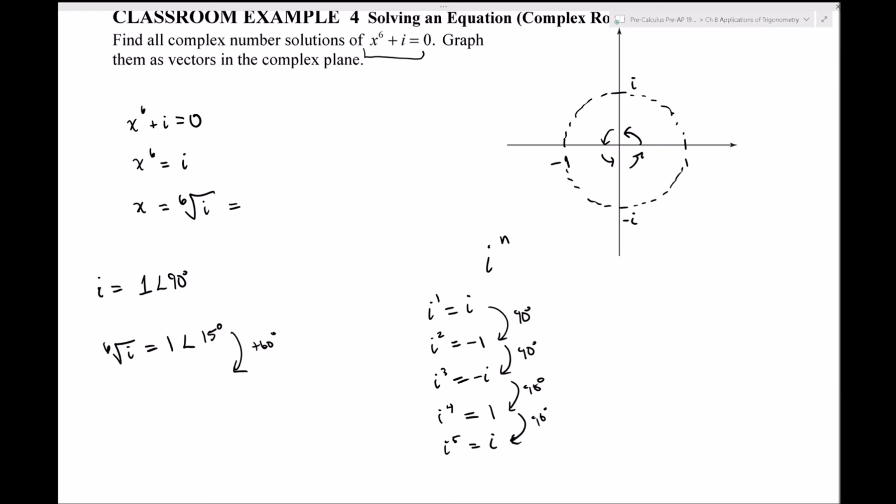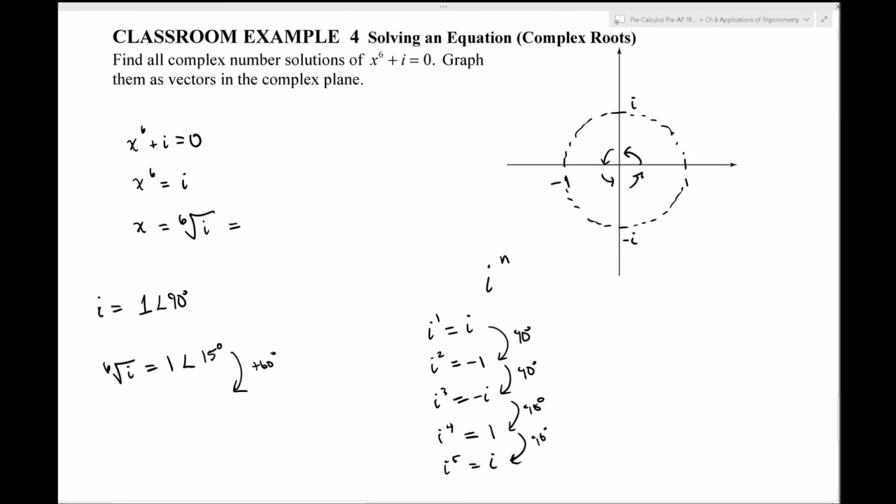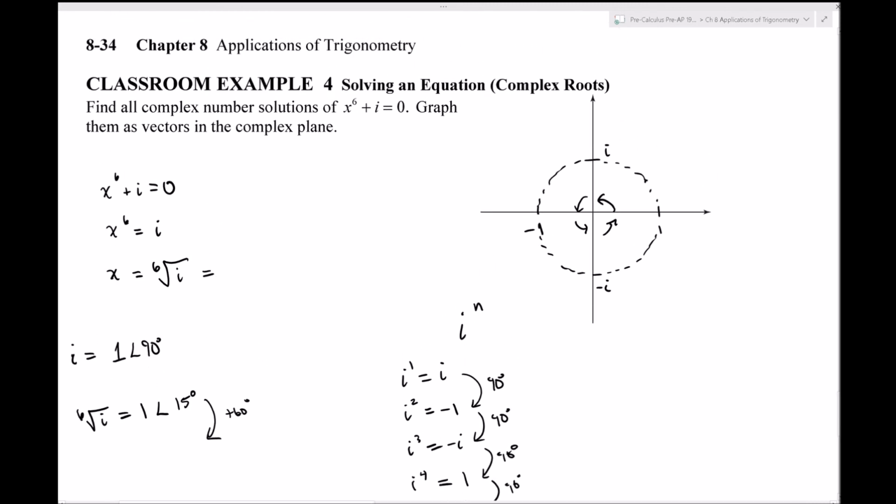I won't finish that, so I'm going to stop there, because that's all we really need to know. I'm going to have you play around with that idea in the homework. So we'll stop here for 8.6.